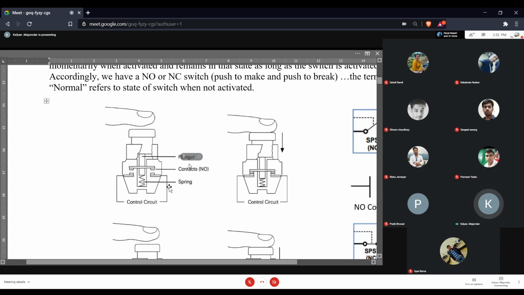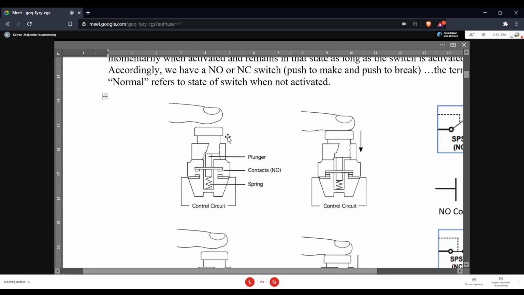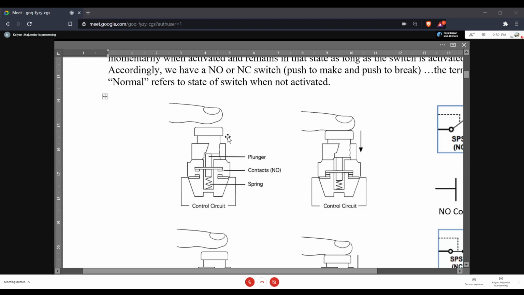So for this particular configuration shown, the switch is normally open, the contact is normally broken, or the circuit is normally broken. It momentarily changes state when you press it. It becomes closed, remains closed as long as you're pressing the switch. Release it, it's open again.